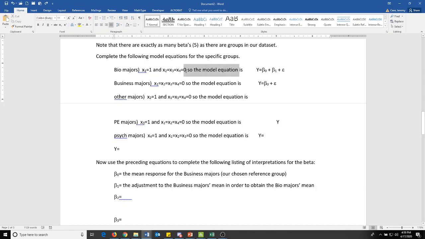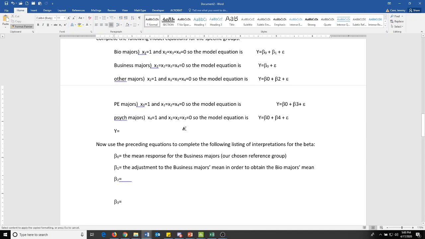And then for business majors, they're the reference variable, so there would be beta naught plus 0. And for the other majors, we'll have beta naught plus beta 2. And the PE majors will be beta naught plus beta 3. And the psych majors will be beta naught plus beta 4 as the model. And the epsilon is the error random variable, which we hope will be 0. When we approximate this with b0 through b4, we get that.